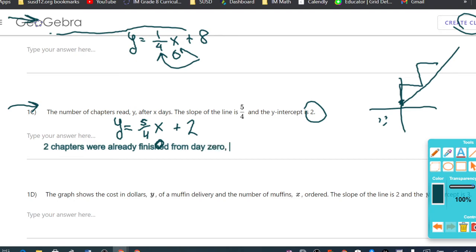Okay. And then the slope here, this 5/4, well, we're multiplying that by the number of days, and the answer is y, number of chapters read. So that must be chapters per day multiplied by the number of days, plus the 2 that you already started with. The slope is the rate of chapters read per day. I got it.